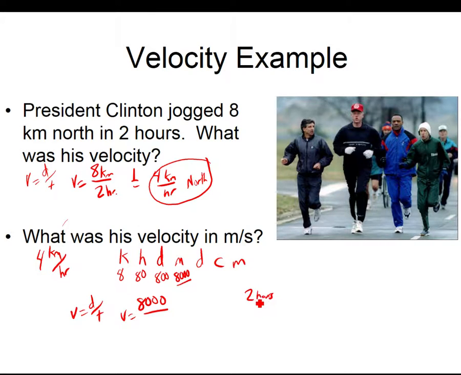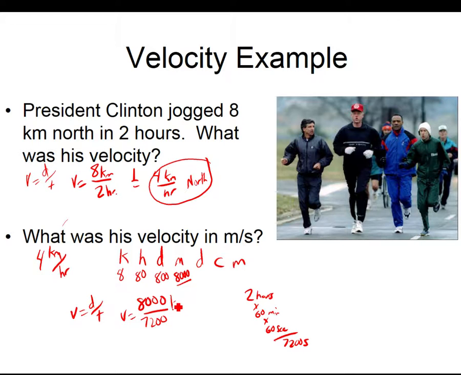How many seconds is that? That's a lot of seconds, right? Because there are 60 minutes in an hour, and then there are 60 seconds in a minute. So I'm going to multiply 2 hours times 60 again, and that gives me 7,200 seconds. So there are 7,200 seconds in 2 hours. So I'm going to put that down there, 7,200.